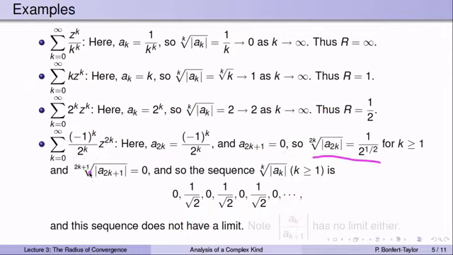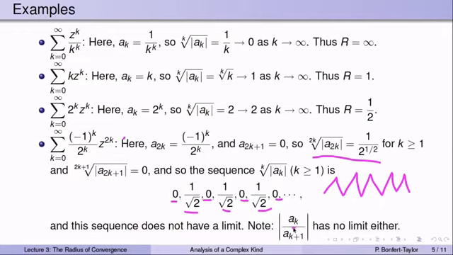And the (2k+1)th root of a_(2k+1), well, that's equal to 0, because a_(2k+1) is equal to 0. And so if I look at the whole sequence, the kth root of a_k, that needs to include the even and the odd coefficients. Well, for odd coefficients, I get all these zeros, and for even coefficients, I get all these 1 over root 2. So the sequence bounces between these two numbers, but it never comes to a limit because it keeps bouncing back and forth between these two numbers. So the sequence does not have a limit. The sequence not having a limit means I cannot use the root test.